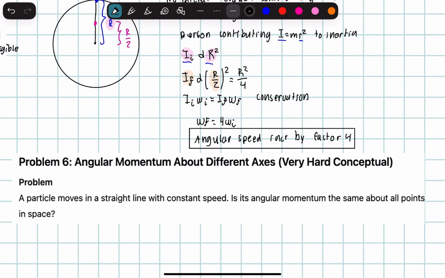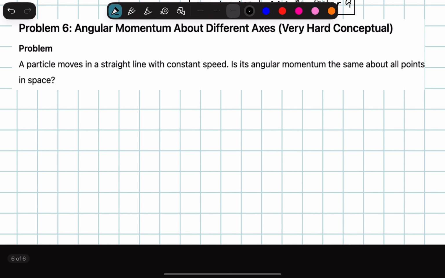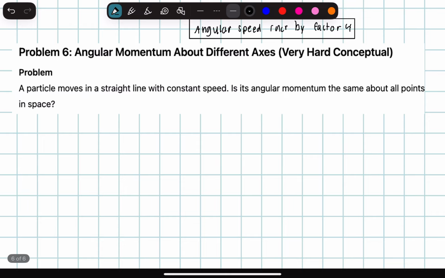So let's move on to our next problem. A particle moves in a straight line with a constant speed. Is its angular momentum the same about all points in space? So it's moving in a straight line at a constant speed, and we want to know about its angular momentum L. We have to remember that angular momentum depends on the choice of axis. That's the most important thing. So we use the formula L is equal to rp sine theta.